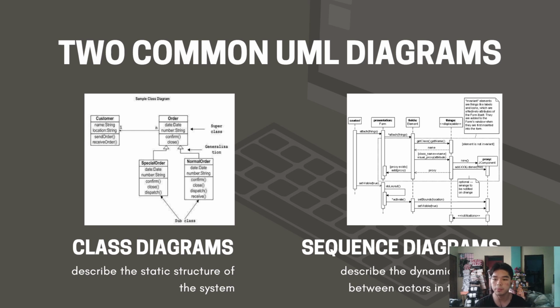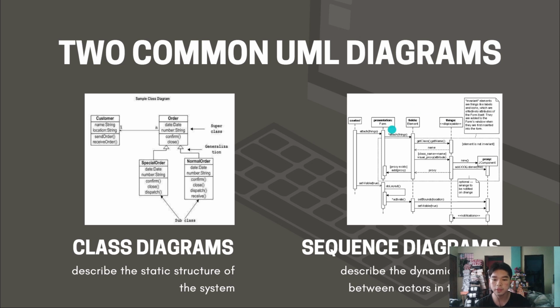So we have here a sample of the class diagram. We have here the classes, customer, and the superclass order. Then we have here the generalizations, and then the attributes of the superclass: the date, number, confirm, close, and then its methods. And then we have here the subclasses, special order and normal order. But today I will only be tackling class diagrams. I will not further discuss sequence diagrams because another person is allotted to the topic.